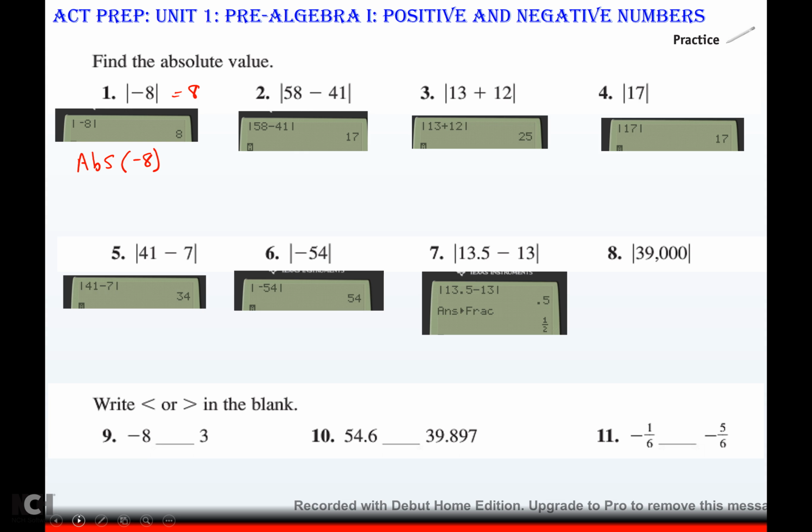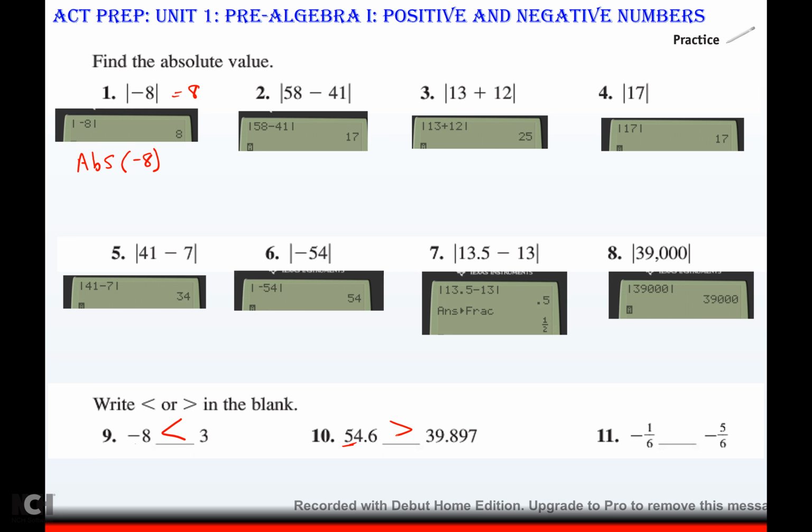Absolute value of 13.5 minus 13 is 0.5. And if they want a fraction, enter it. Absolute value of 39,000 is 39,000. Alright, to fill in the blanks, positive is always bigger than negative. Both positive, bigger number is biggest. Both negative, smallest number is the biggest.